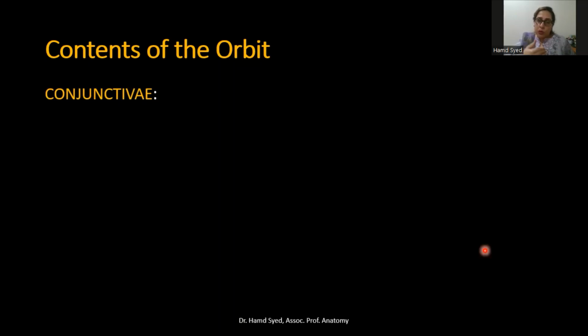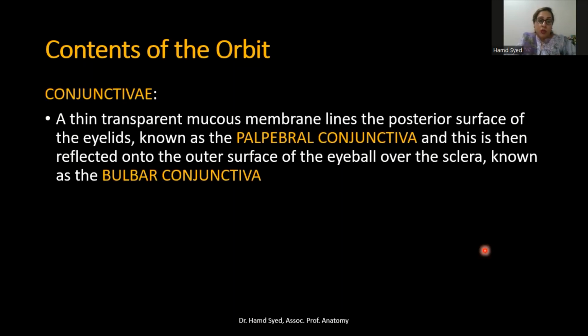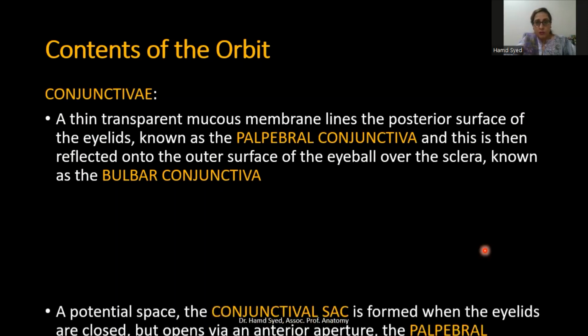Contents of the orbit also include the very important conjunctiva. Now, what are the conjunctivae? This is a thin, transparent mucous membrane which lines the posterior aspect of the eyelids. Over there, it is called the palpebral conjunctiva, and it is also reflected onto the outer surface of the eyeball over the white portion of the eyeball or sclera, and here it is known as the bulbar conjunctiva.